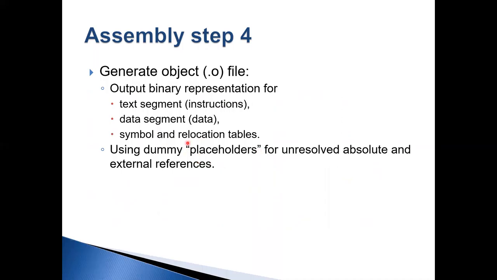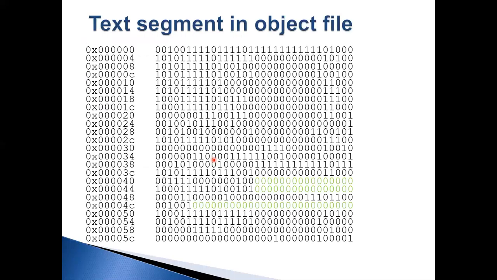And for now, those fields that require an actual address will be filled with a placeholder, so that later on, when we do the linking, we will update those values. Okay, so now when we convert that assembly language, now we have the real machine code. So this is the first instruction, second instruction, and so forth, until these three lines. We'll just use some zero placeholder. Later on when we do the linking, we will find out what the actual address is and then replace these zeros with those addresses.